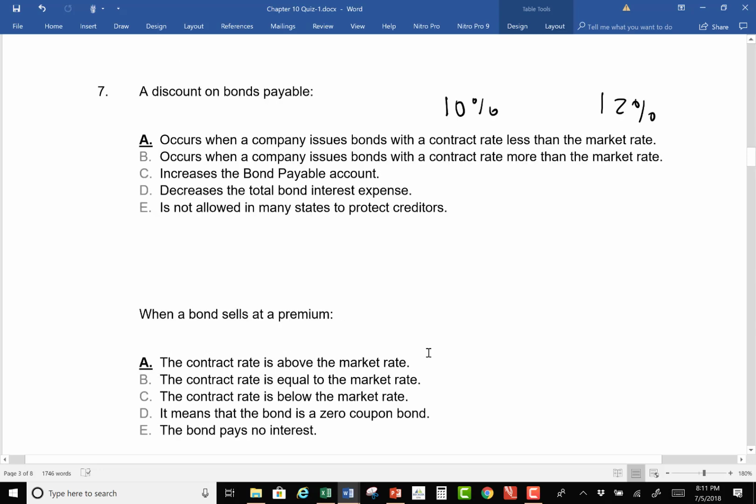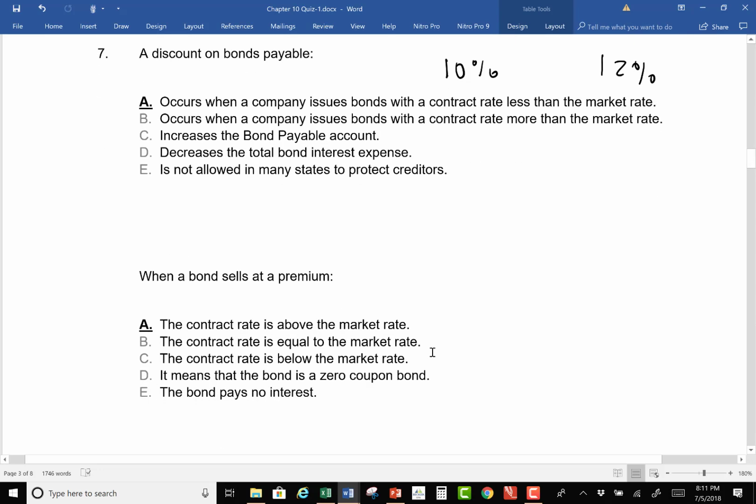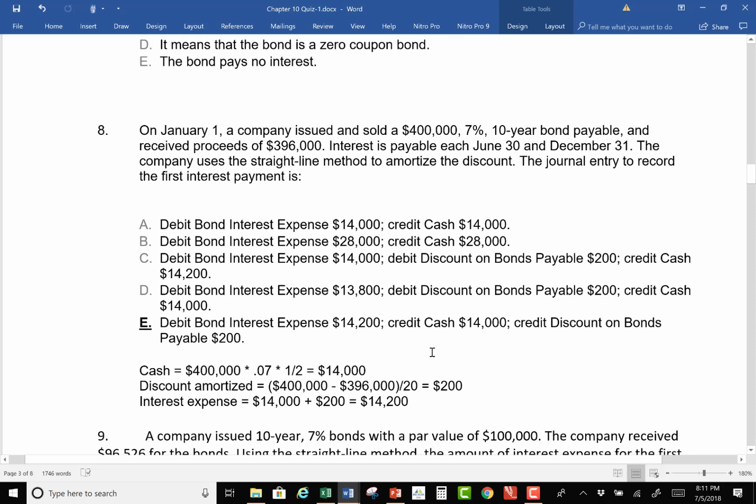Okay, what would have been number 8, 7A here. When a bond sells at a premium, the contract rate of what? 10% is above the market rate of, say, in our little example, 8%, right? Okay, good.